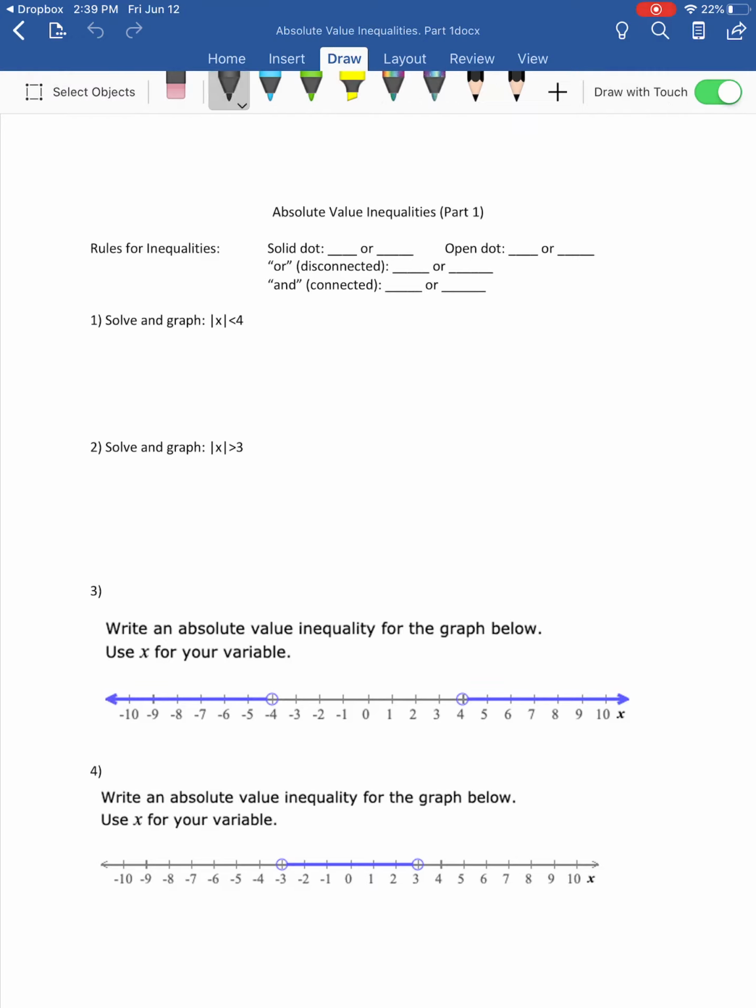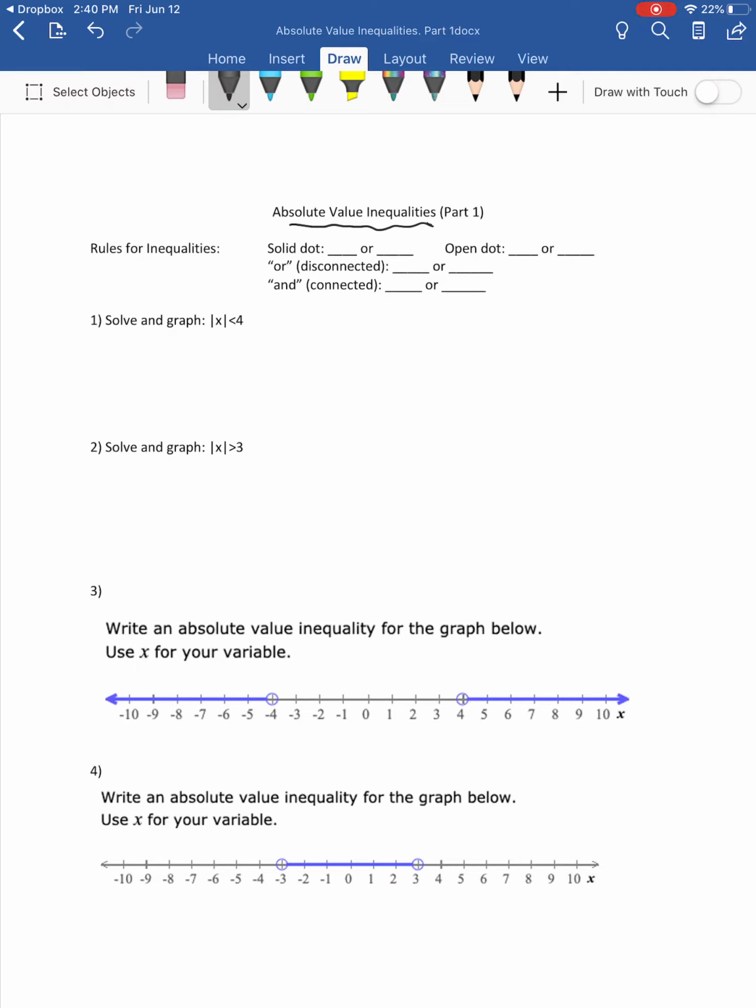Okay, so the last topic of the year is going to be absolute value inequalities. We have finished with absolute value equations, and now we're going to study inequalities of absolute values. Okay, so some things we have to remember from early in the year about inequalities.